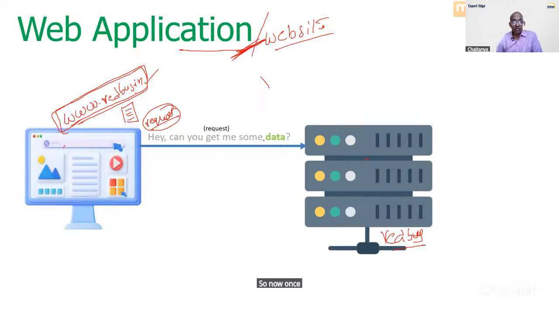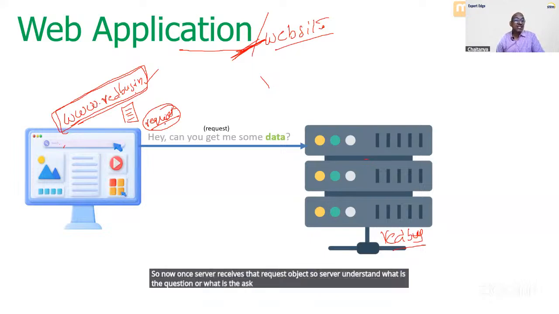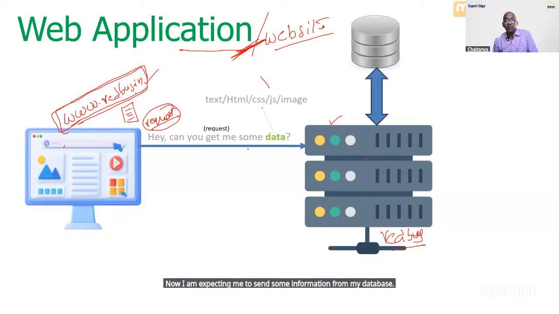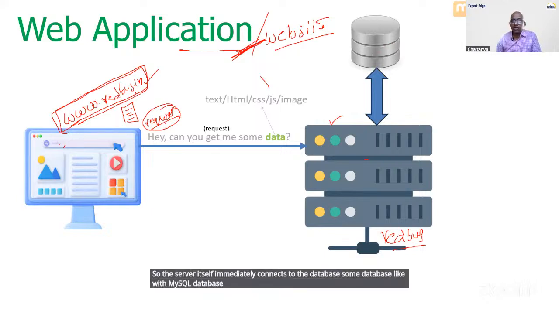Once the server receives that request object, the server understands what the question or ask is, what this browser is requesting from me. The server understands that this browser is expecting me to send some information from my database. So the server itself immediately connects to the database, like a MySQL database or Oracle database, whatever it is.